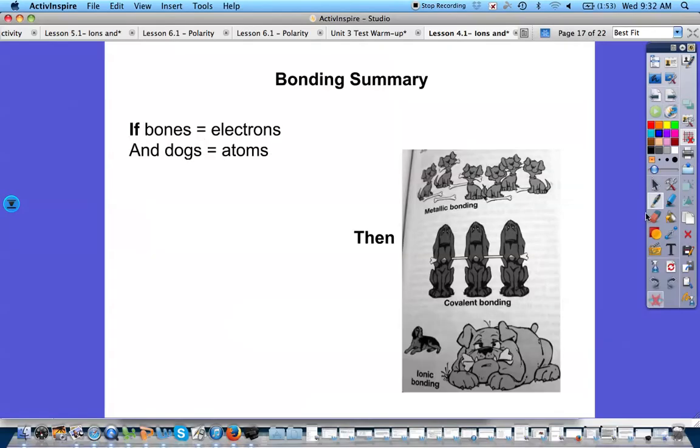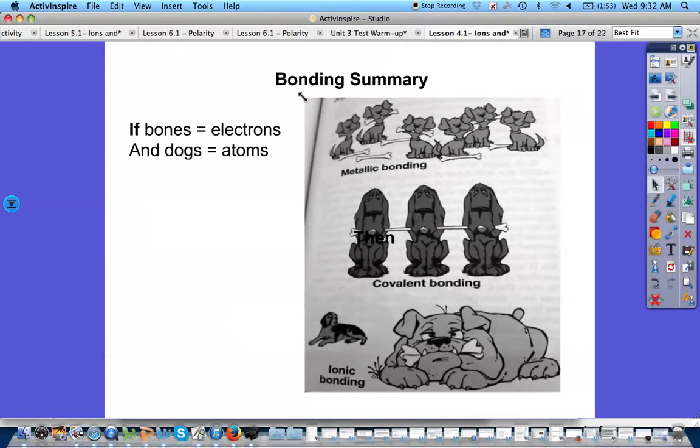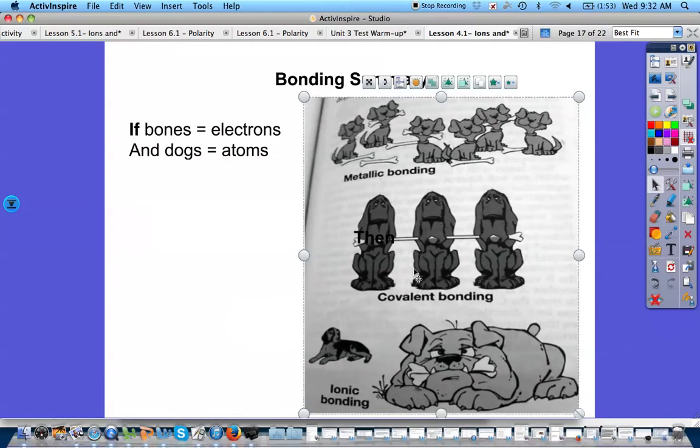So a little summary, a visual of those different types of bonds. If bones are electrons and the dogs are atoms, in metallic bonding, we have a group of dogs and the bones are being shared among them. They're kind of floating among them. So atoms closely together, the electrons are floating among them. Covalent bonding, the dogs are all sharing one big bone. So in covalent bonding, the atoms are sharing the electrons between the atoms.